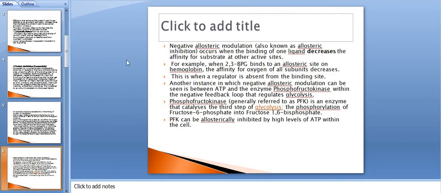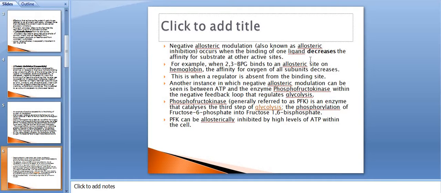Okay. Next, negative allosteric modulation, which is also known as allosteric inhibition, occurs when the binding of one ligand decreases the affinity for substrate at the other active sites.